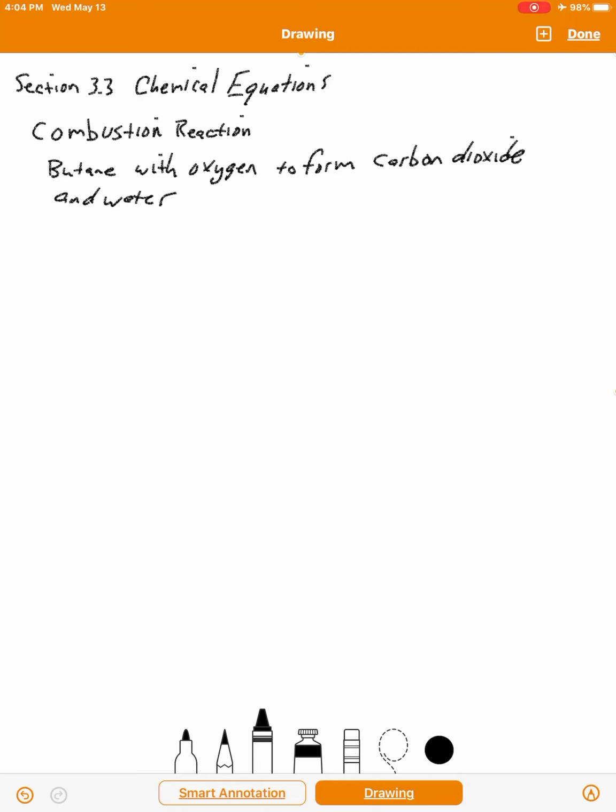Okay, so the chemical formula for butane is C4H10. And I'm going to indicate that it's a gas. And then we're going to react that with oxygen gas to form carbon dioxide, again a gas, and liquid water. So there's the chemical equation, and now we're going to practice balancing it.